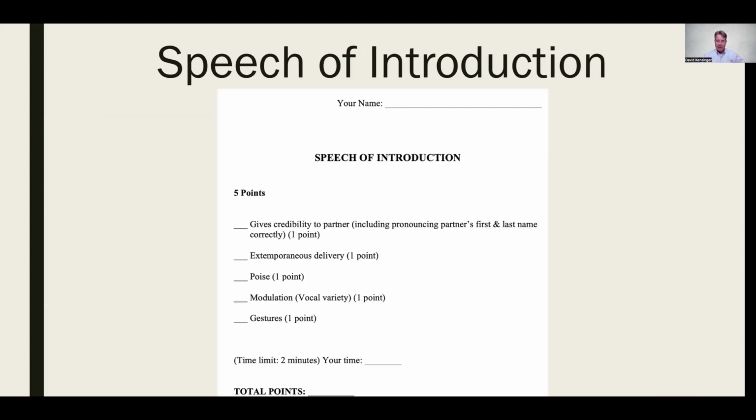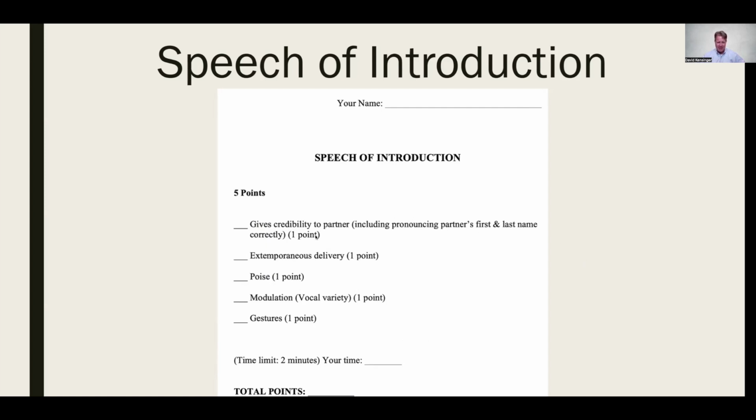In fact, this right here is your grading rubric. I'm going to call it a criteria sheet. In fact, for the rest of the semester, I'm going to call the rubric a criteria sheet. This is the criteria sheet for this 5 points speech of introduction. There are 5 items on here. Each one is worth 1 point.